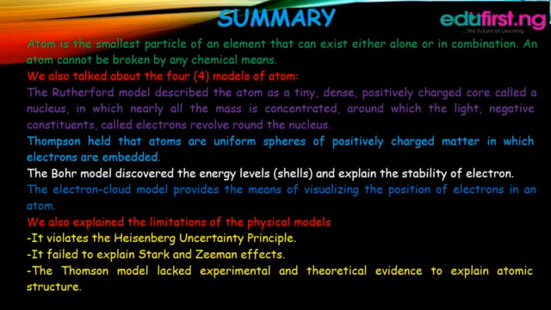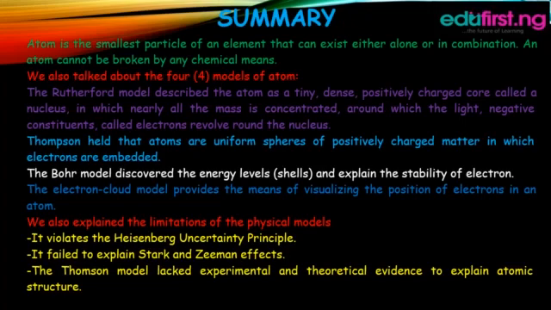So now let's go to the summary of what we discussed today. The first one is that we defined an atom. We said an atom is the smallest particle of an element that can exist either alone or in combination. An atom cannot be broken by any chemical means. We also talked about the four models of the atom. We said the Rutherford model described the atom as a tiny, dense, positively charged core called a nucleus, in which nearly all the mass is concentrated, around which the light negative constituent called the electron revolves.